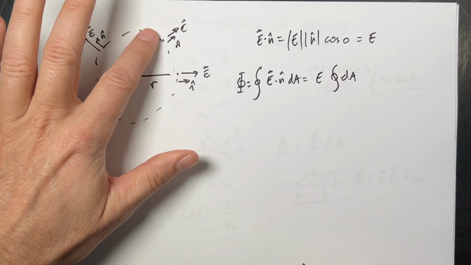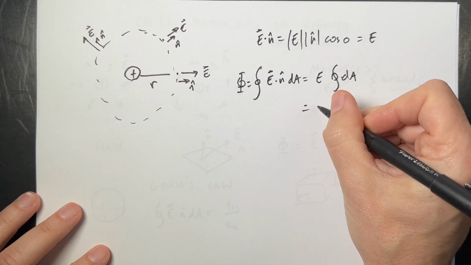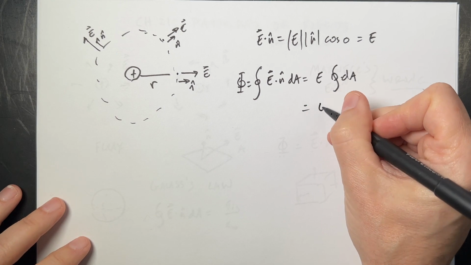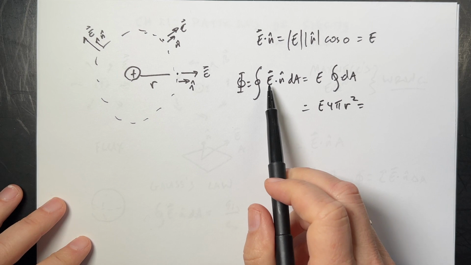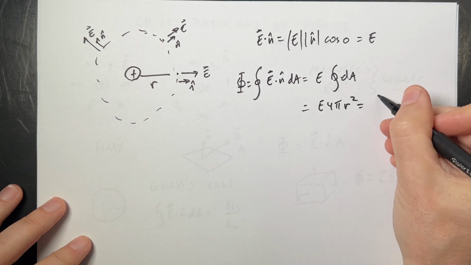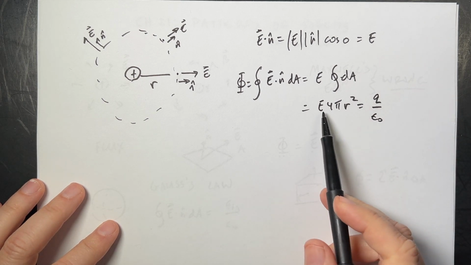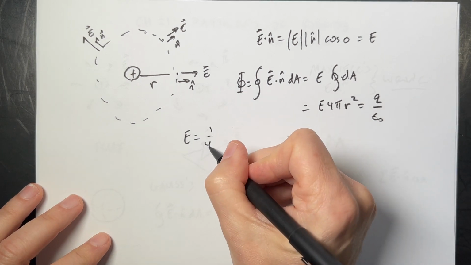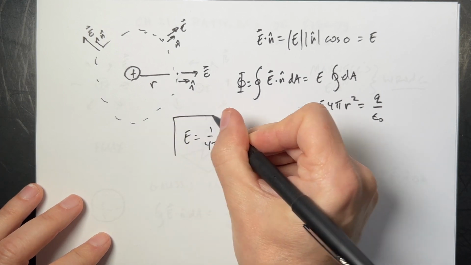Well, if I want to integrate over the surface of the sphere, what's the surface area of a sphere? I mean, we don't need to integrate it. We can look it up. It's 4 pi r squared. The surface area of a sphere is 4 pi r squared. So E times 4 pi r squared is going to be equal to, according to Gauss's law, the charge inside, which is just this one charge q, divided by epsilon naught. Now I'm going to solve for E. So I get E equals 1 over 4 pi epsilon naught, q over r squared.